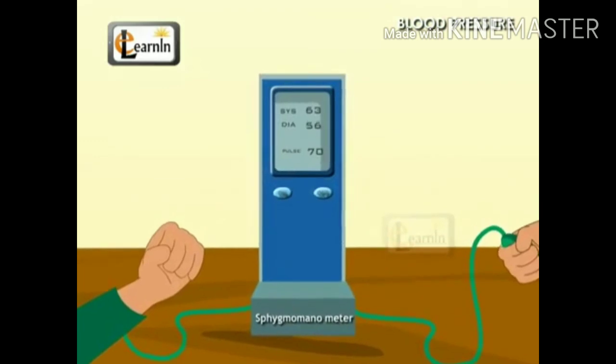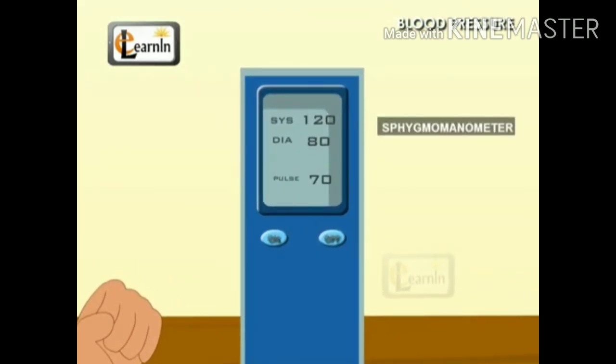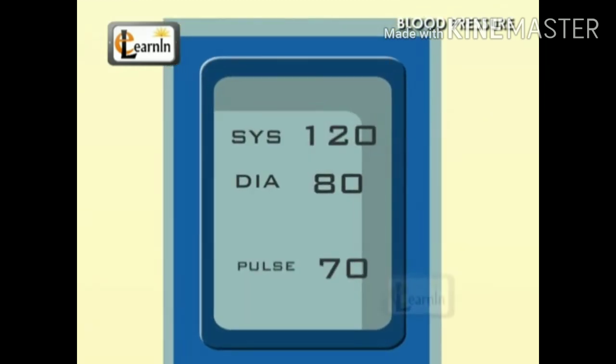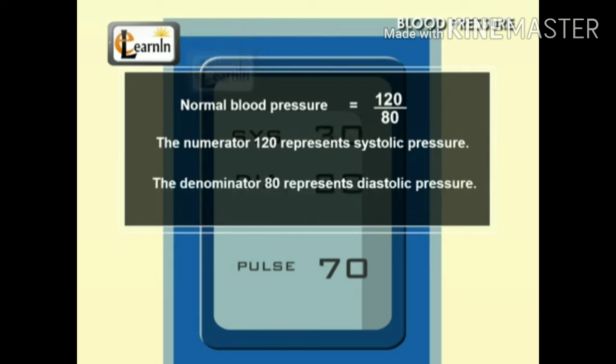Blood pressure is measured by doctors using an instrument called the sphygmomanometer. Blood pressure levels are written in the form of 120 by 80. This is normal blood pressure. The numerator 120 represents systolic pressure and the denominator 80 represents diastolic pressure.